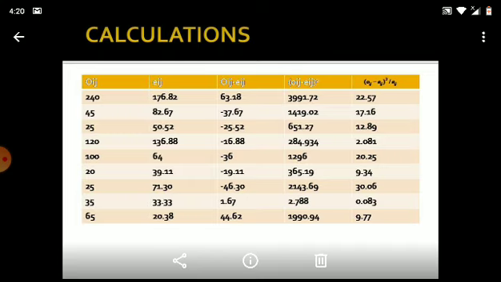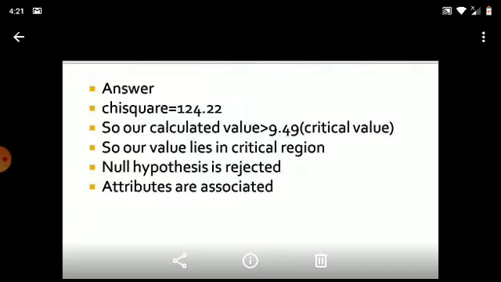जो लास्ट कॉलम है सिर्फ इसको आपने ऐड करना है क्योंकि आपको याद होगा that chi-square is equal to summation OIJ minus EIJ whole square over EIJ and summation was on both numerator and denominator. I have added the last column and I got my final answer for chi-square, that is equal to 124.22.